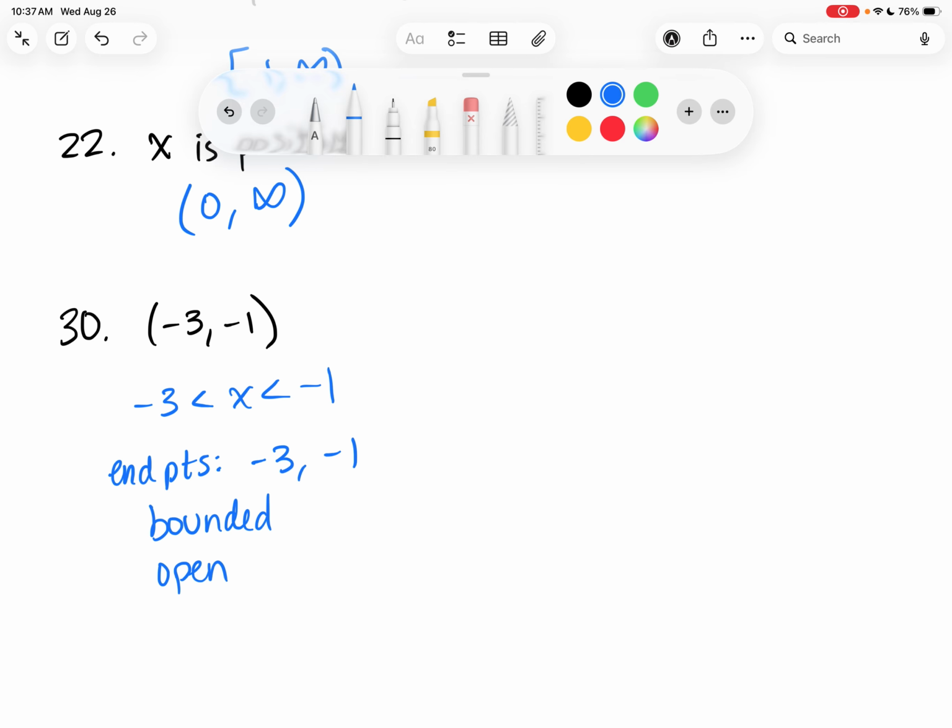Wait, how do you know if it's bounded? Bounded has no infinity sign. If it has a distinct stopping point, even though it might not be included, that's why it's open. Good to know. If there's an infinity, it is unbounded.